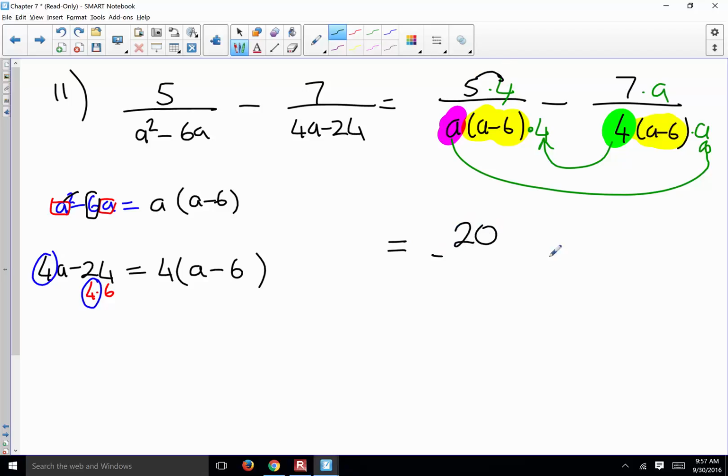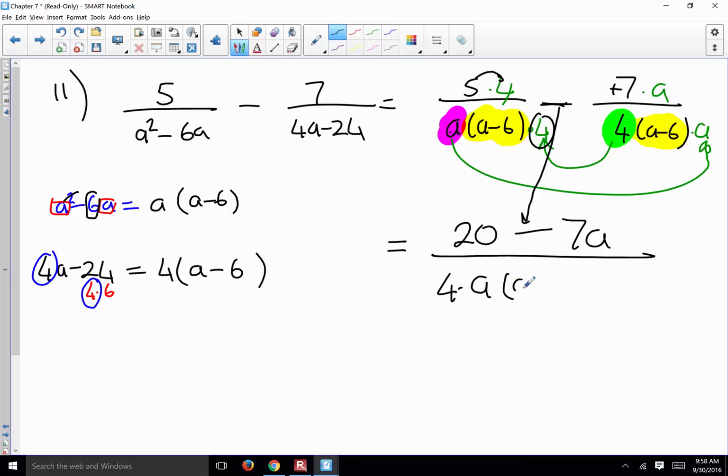20. Take away 7a. This is positive 7a. We'll flip the sign, make it negative 7a. That's it. The bottom is a 4. I want to take 4 first, then a next, and a minus 6 because we like the number in front, okay? I don't know, it's just tradition. It's okay to keep this 4 on the right, on the last part, but I like this way better.